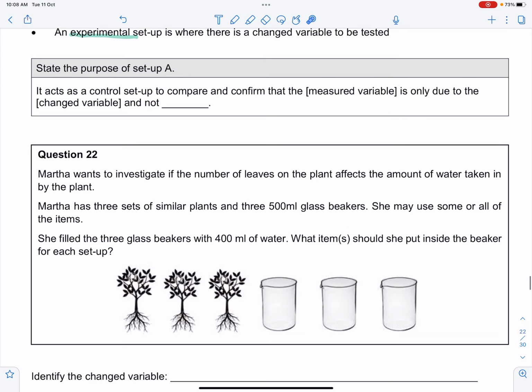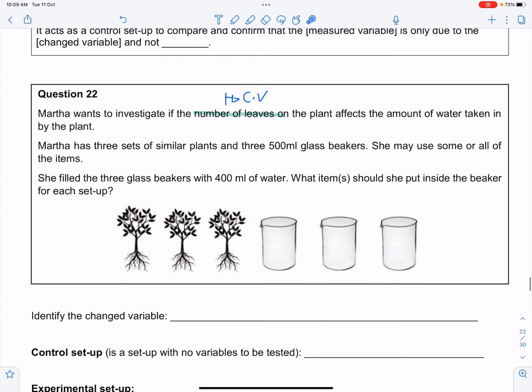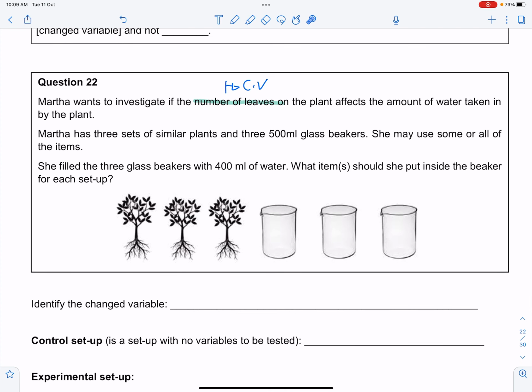Now, let's look at this. Martha wants to investigate if the number of leaves on the plant affects the amount of water taken in by the plant. So this is actually your change variable, right? Everything else needs to remain the same. Martha has 3 sets of similar plants and 3 500 ml glass beakers. She may use some or all of the items. She filled 3 glasses with 400 ml water. What items should she put inside the beaker for each set up? Basically the change variable in this case will be the number of leaves.